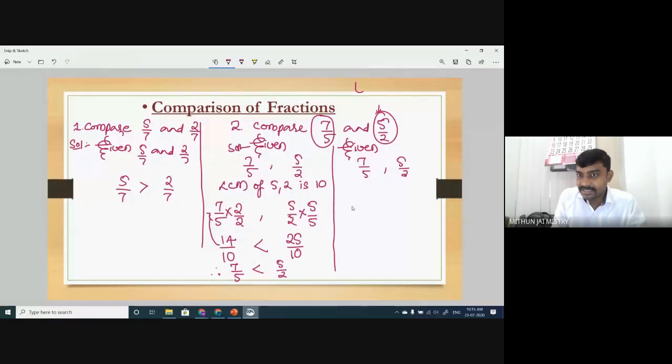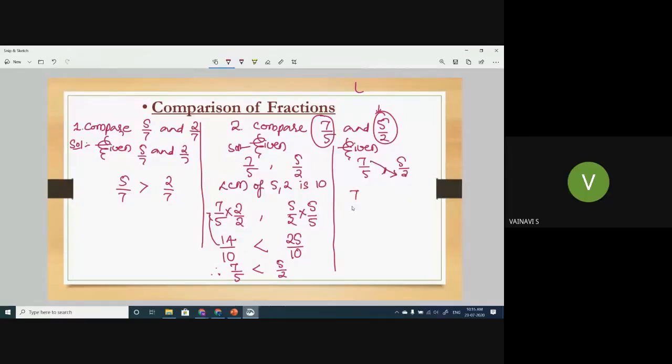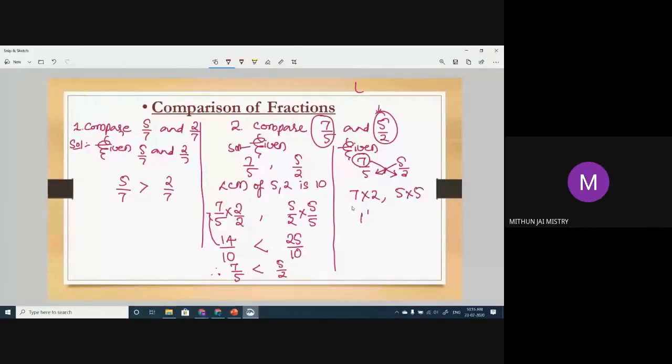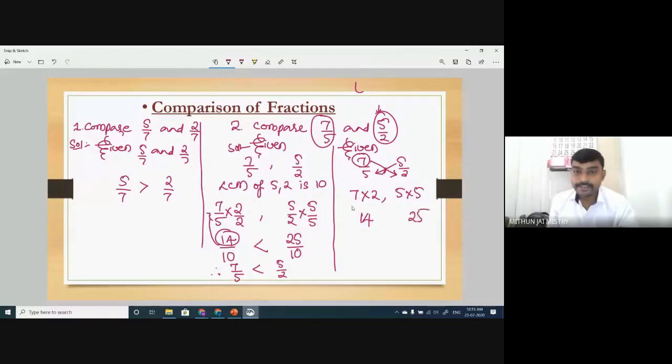That is 7 into 2. So the 7 numerator should be on the left side, right? 7 into 2, comma, then we have 5 into 5. So 5 into 5 I will be writing here. Now what is 7 twos? 7 twos are 14. It means we are getting the numerator we would get when we convert into like fractions. And 5 5s are 25. You can see the same numerators which we get after converting into like fractions, we are getting here. Now tell me who is greater, 14 or 25?